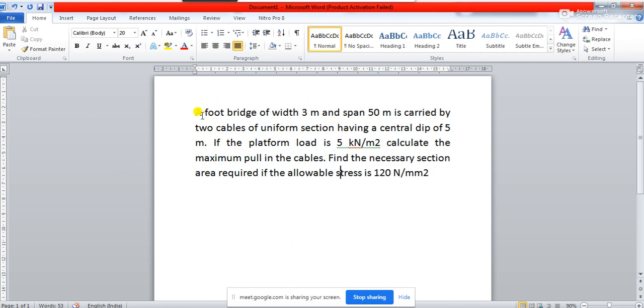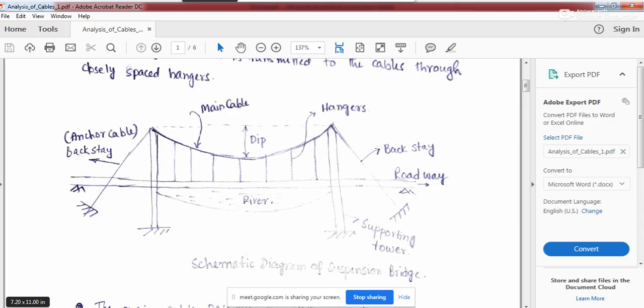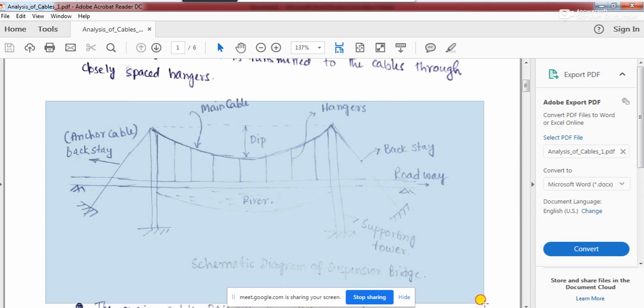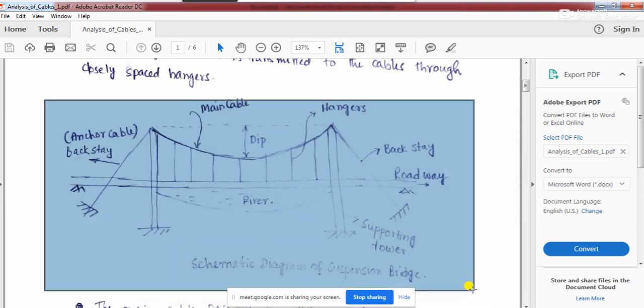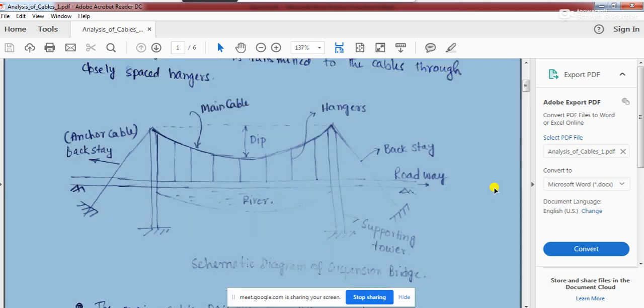A footbridge of width 3 meter and span 50 meter carried by two cables of uniform section having a central dip of 5 meter. So this is the part you will have to understand very clearly. So first thing, let me go back to the initial portion of the discussion we have done. So you see, this is actually a suspension bridge, right? The schematic diagram of suspension bridge, whatever we have seen earlier, and I have shared with you this diagram, right?